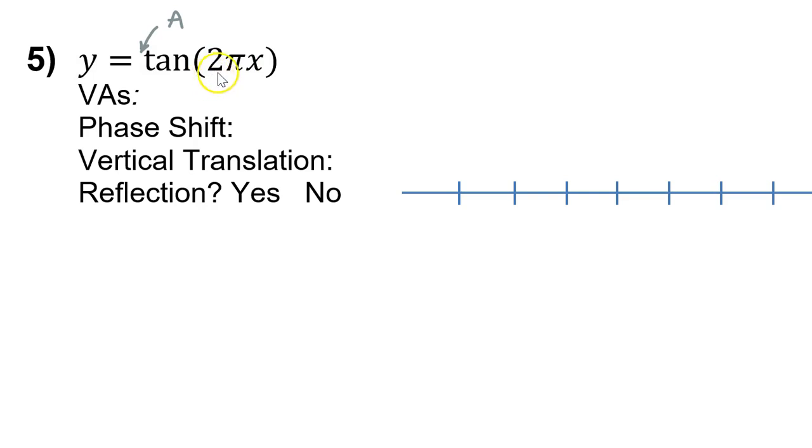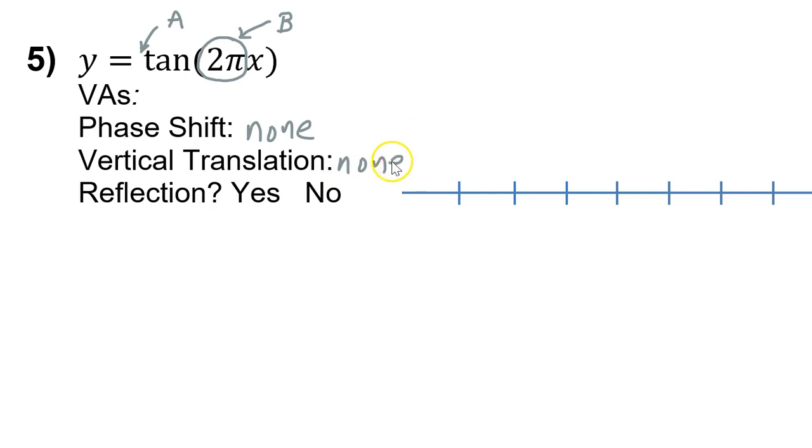Now the b value. The b value is really all of this right here in front of the x. Okay, so my b value is 2 pi. That's going to really affect the period. Now, there's nothing being added or subtracted on the inside of the parentheses, so that means there's no phase shift. There's nothing being added or subtracted on the end, so that means there's no vertical translation. There's no k value. Alright, there's no negative in the front or even inside the parentheses, so there's no reflection.